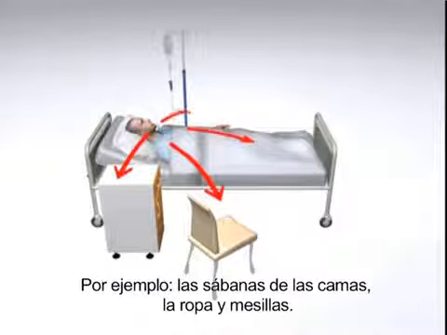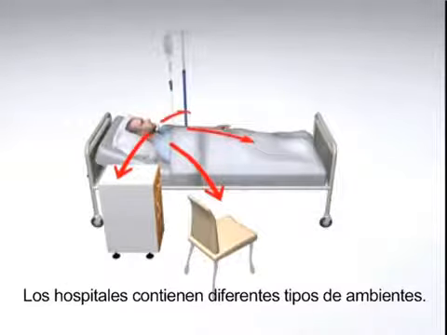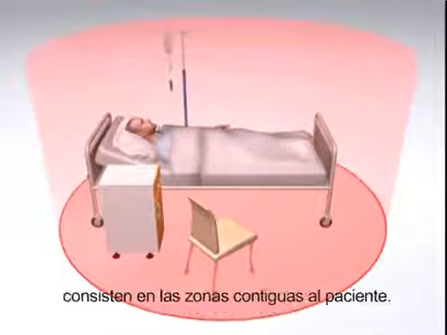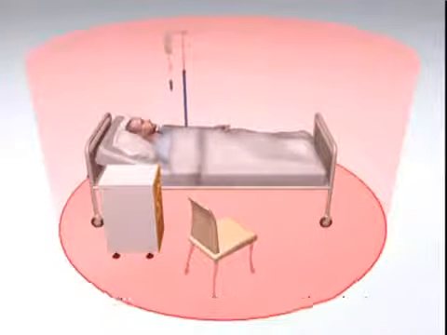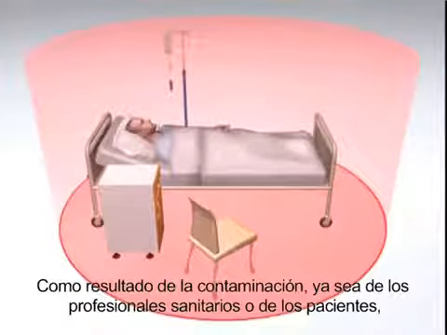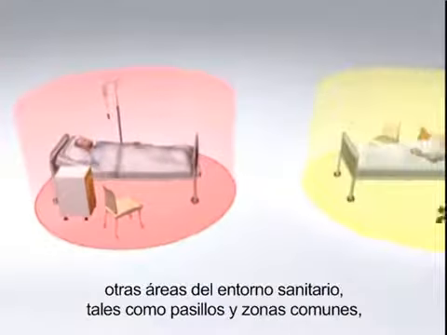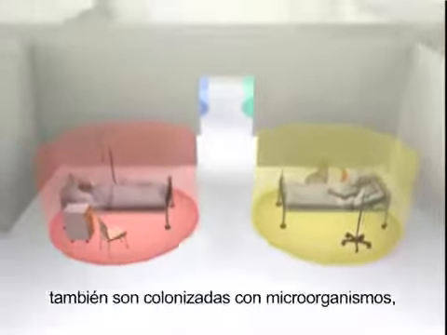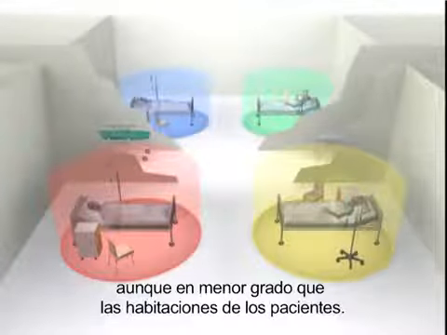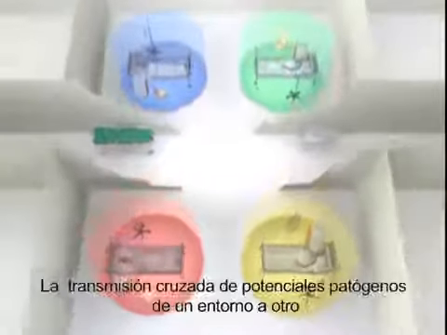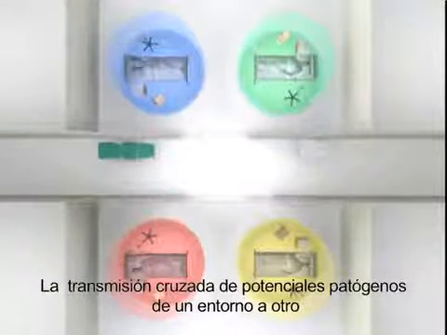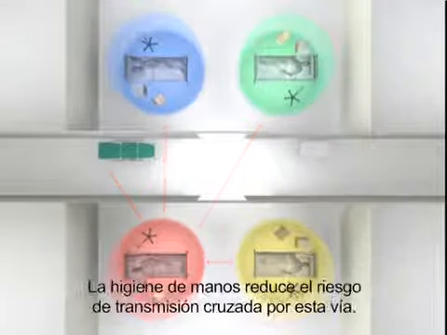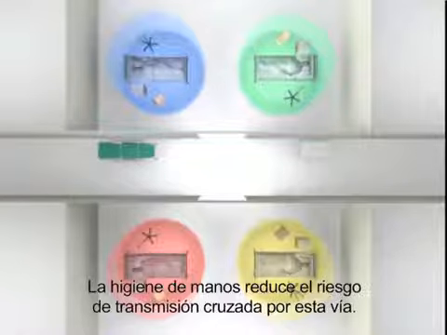and bedside furniture. Hospitals contain a multitude of environments. Some of these, dubbed patient zones, consist of a patient and his or her immediate surroundings. As a result of contamination by both healthcare workers and patients, other areas of the healthcare setting, such as corridors and public areas, are also colonized with microorganisms, though to a lesser extent than patient rooms. Cross-transmission of potential pathogens from one environment to another occurs through healthcare workers' hands. Hand hygiene greatly reduces the risk of cross-transmission by this route.